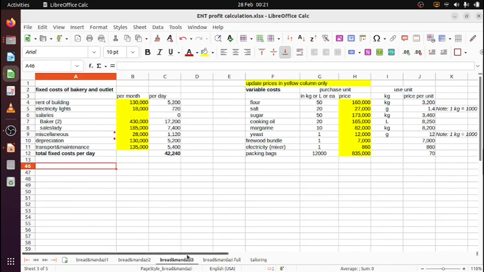The third step is you need to know your fixed costs. When you have a bakery, you need a building, a small building, you need to pay your electricity. You have, for instance, 2 bakers or 1, salaries for the sales lady, some miscellaneous. If I hover over this red dot here, you can see what miscellaneous is covering. That's for staff, stationery, small things like that.